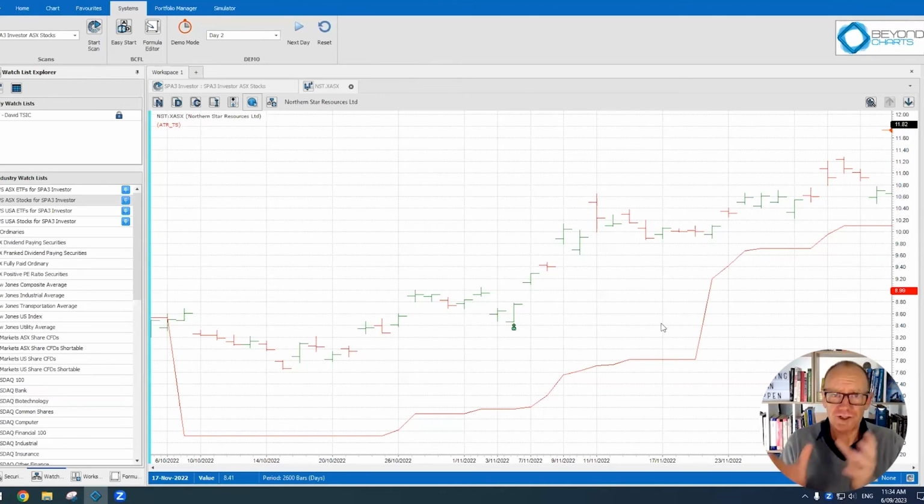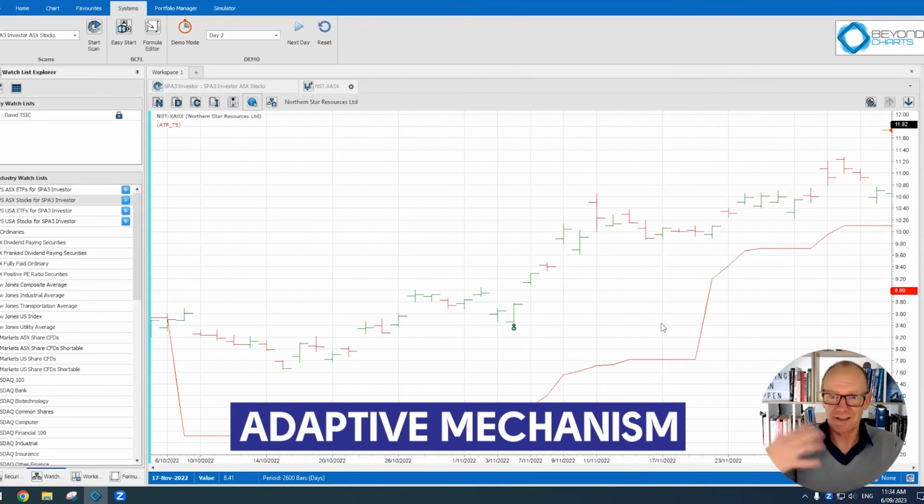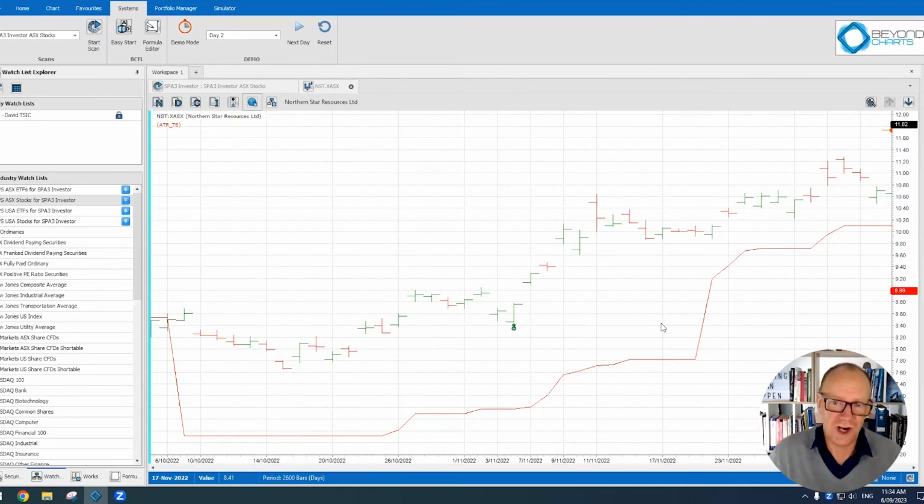Okay. So if the child's climbing up the tree, we don't want to move our hands down. We want to continue to move our hands up, whilst the child is still climbing the tree. Okay. And if they stop climbing the tree for a while, have a rest, what do we do with our hands? They just stay there and have a rest as well. Okay. So that's the sort of adaptive mechanism that is behind this trailing stop.